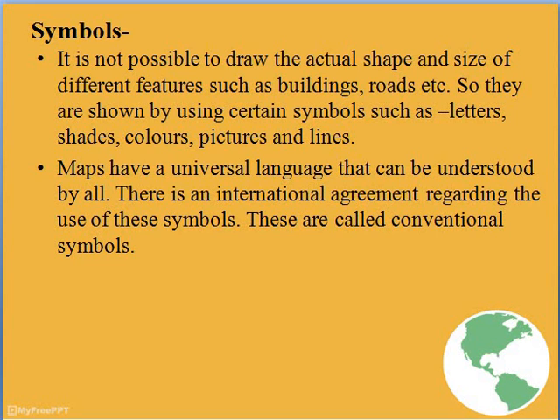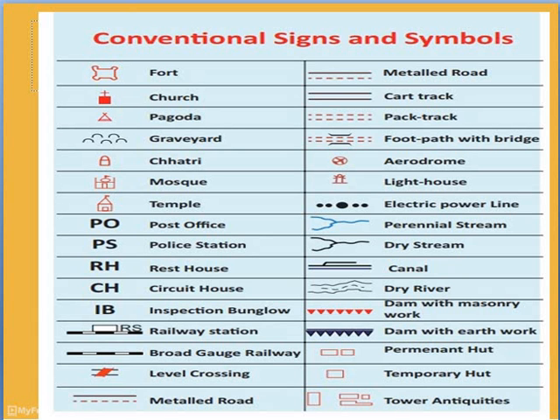Besides that, maps have a universal language that can be understood by all. There is even an international agreement regarding the use of these symbols. So these symbols are called conventional symbols. In this slide you can see various conventional signs and symbols which you can find in maps.